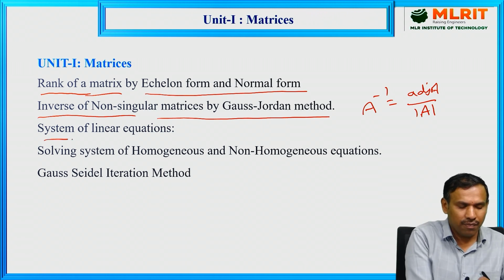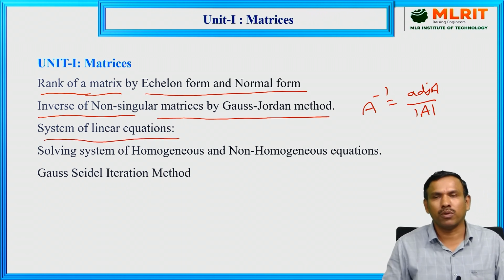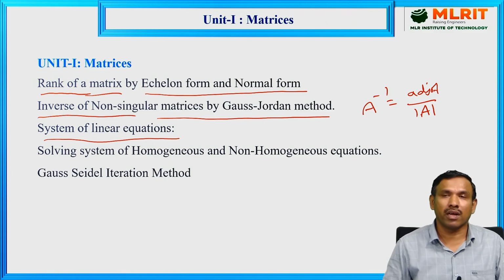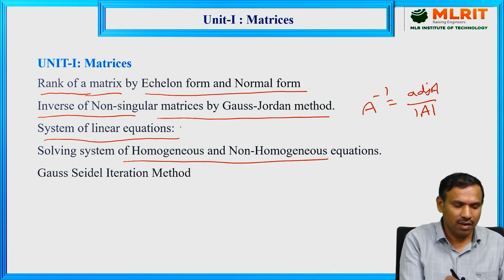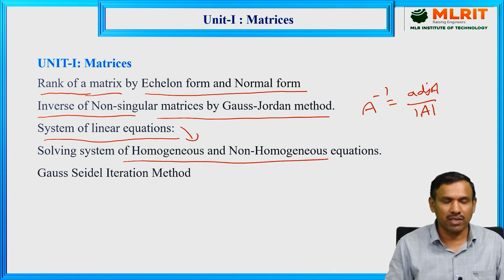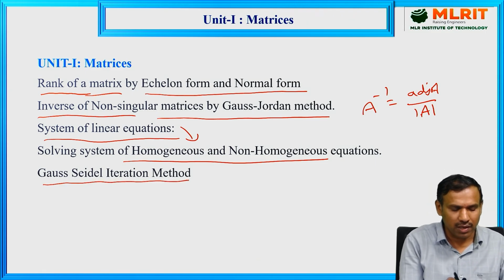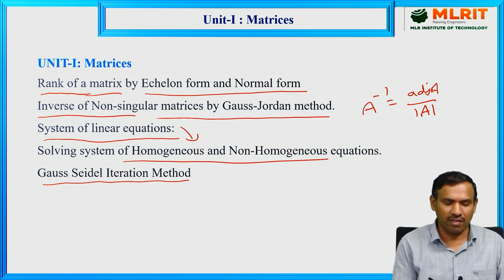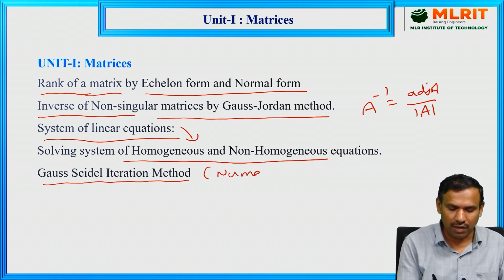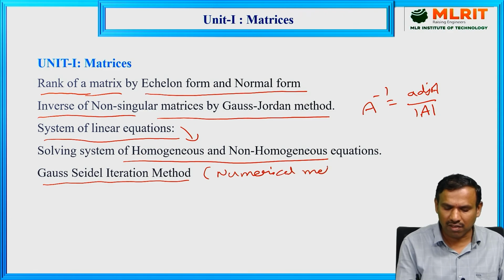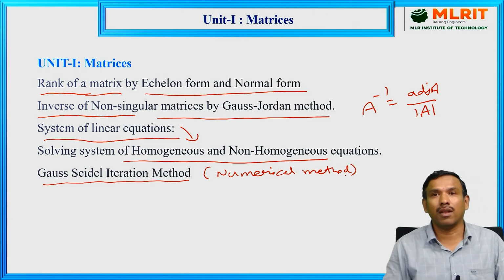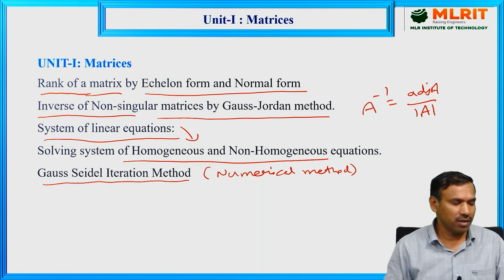Next, system of linear equations. 2 equations with 2 unknowns, 3 equations with 3 unknowns, 4 equations with 4 unknowns, or systems of equations like this will be given, that we are going to solve using the rank concept. Next, solving systems of homogeneous and non-homogeneous equations. Under this system of linear equations, we are solving two types of equations, homogeneous and non-homogeneous. And one more method we have at the end of this unit, the Gauss-Seidel iteration method. It is not the rank method, it is actually a numerical method, but it was given in the matrices concept. But we don't use the matrix concept here. We use a numerical iteration method, called the Gauss-Seidel method, and that we also discuss.